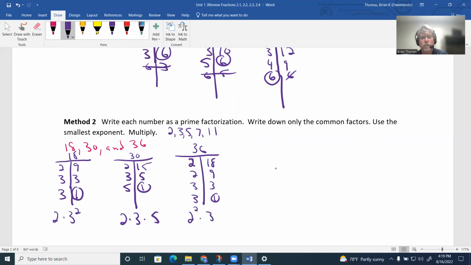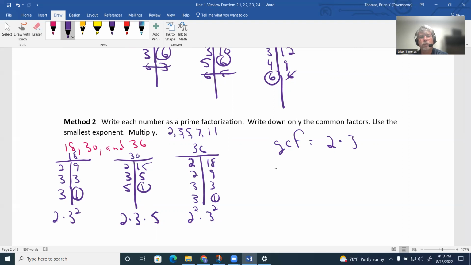So I can use the prime factorization to find the GCF. How does that work, though? What we want to do is only write down the common factors. So do they have a 2 in common? Yeah. Do they have a 3 in common? Yeah. So 2 times 3. Do they have a 5 in common? No. So only 2 and 3 are common.